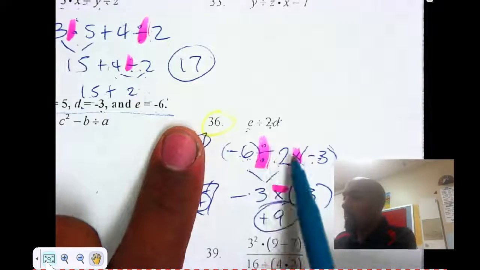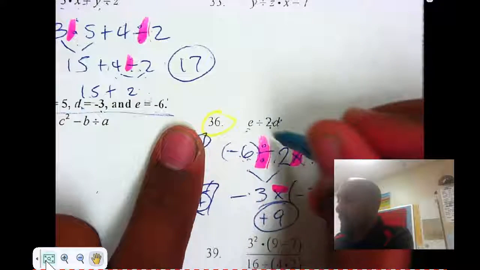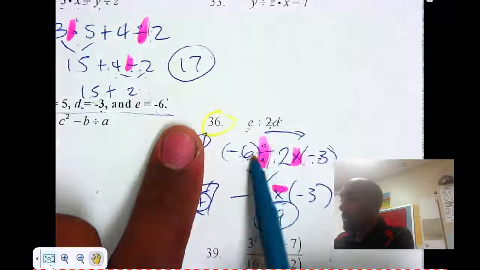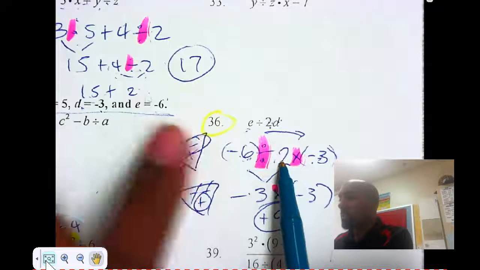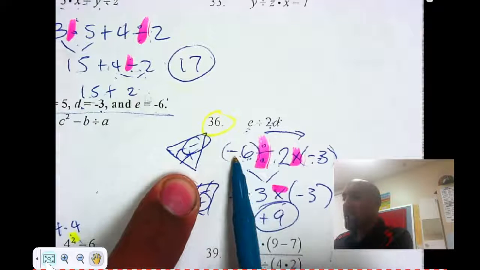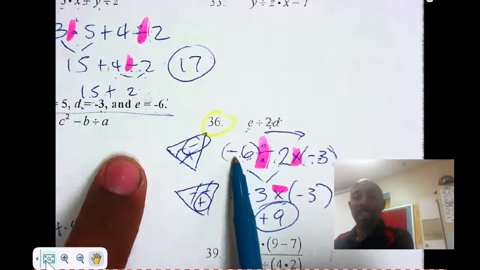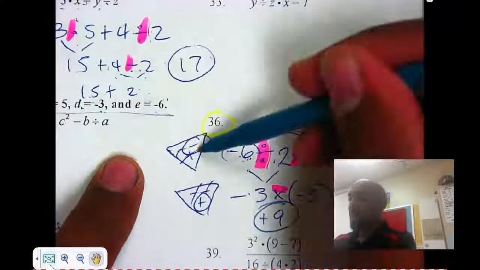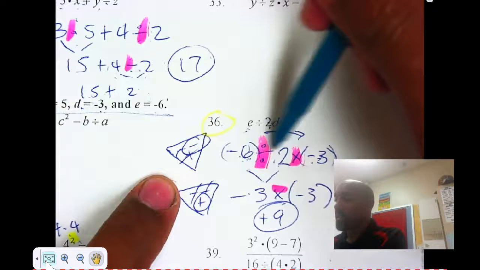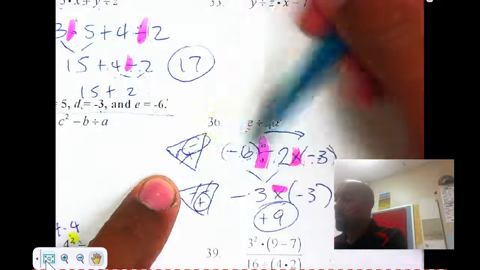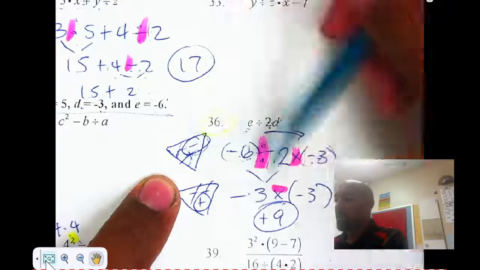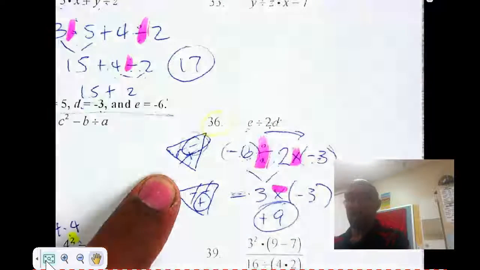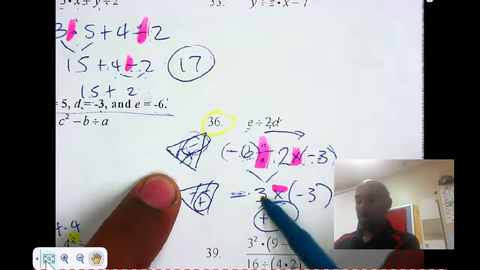Now we have divide, multiply, so go from the left to the right. First we do 6 divide 2. And if you notice, I have a negative, and when we have negatives, that's when we start using the box or the triangle. But this is divide, so triangle. 6 is negative, 2 is positive, so we know the number is going to be negative. 6 divided by 2 is 3.